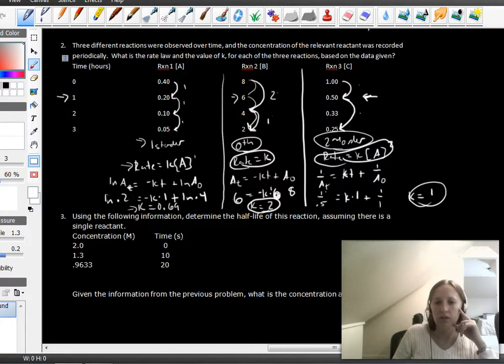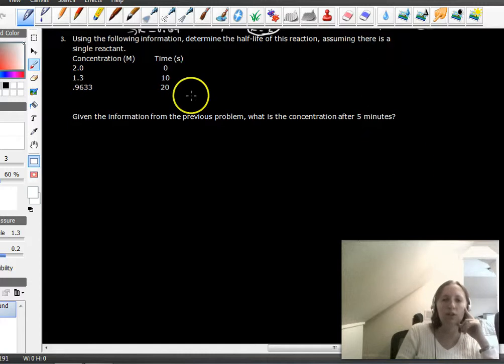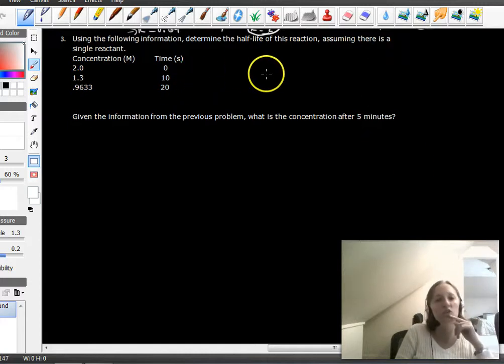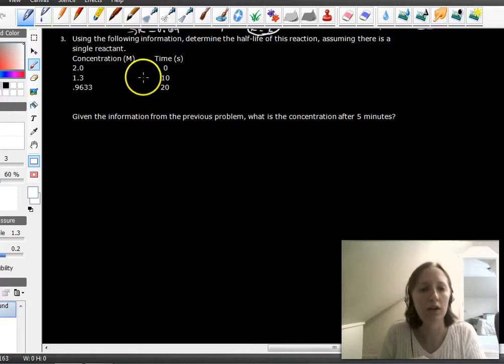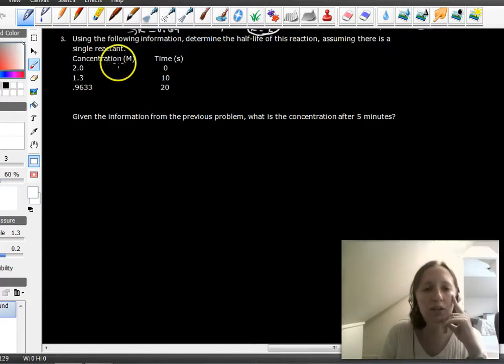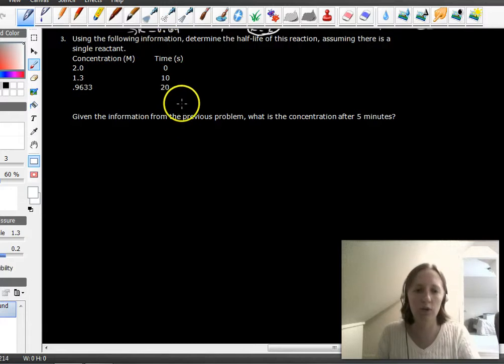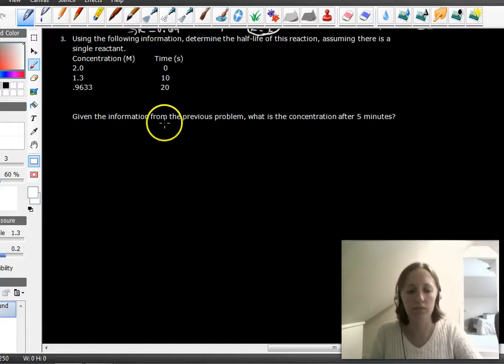Bam. Alright, question 3. Using the following information, determine the half-life of this reaction, assuming there is a single reactant. This is another case of you are given data points, concentration versus time, and you are asked to graph them.